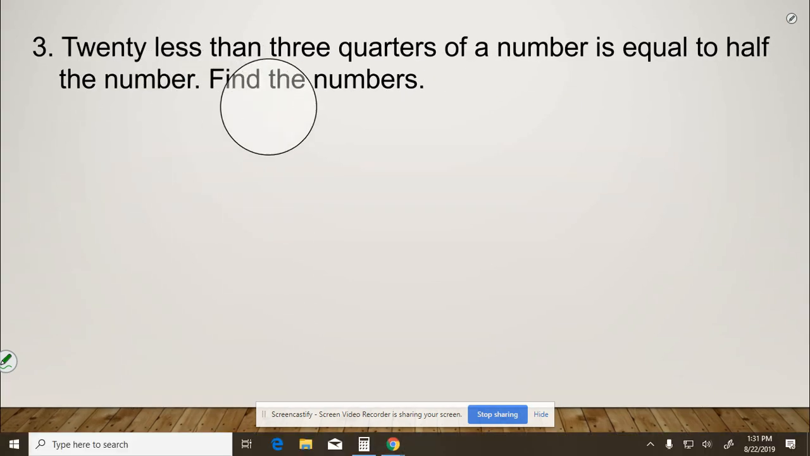Number 3, 20 less than 3/4 of a number is equal to half the number. Find the number, not numbers, it's just number. All right, 20 less than 3/4 of a number. Looks like 20 minus 3/4 of a number. Flip it because of the less than. 3/4 of a number minus 20 is equal to half that number, so half n. There's your equation. All right, we want to take the n that's on the side with 2 terms, bring it over to the side with 1 term. So we're going to subtract 3/4 n from both sides.